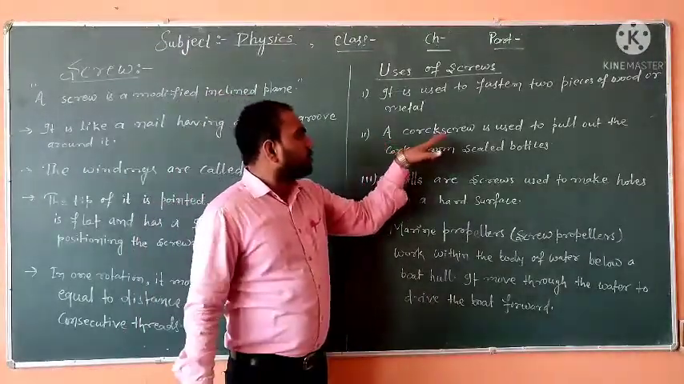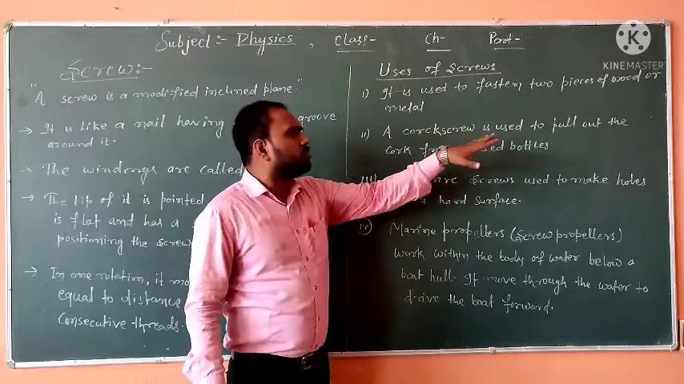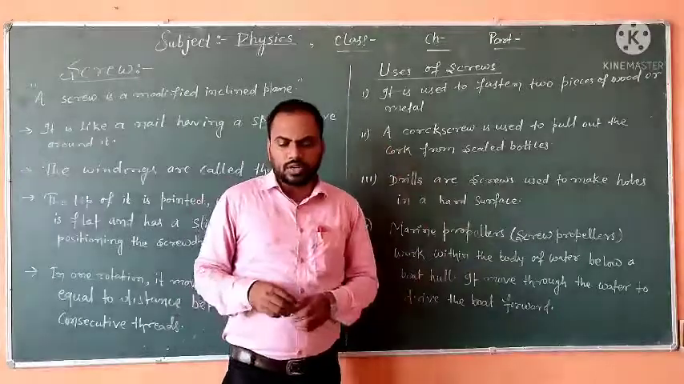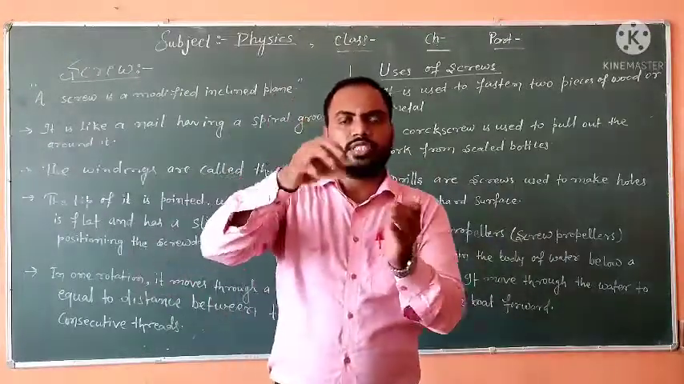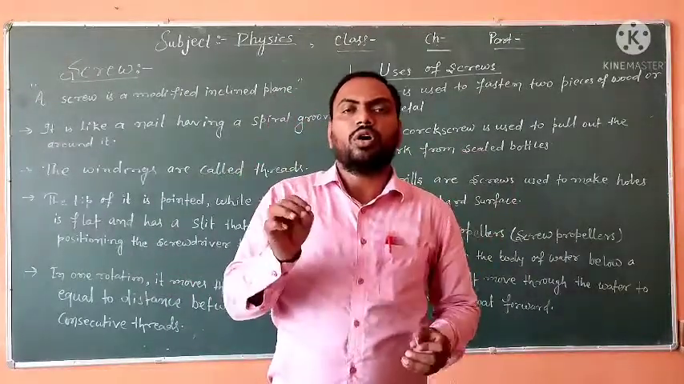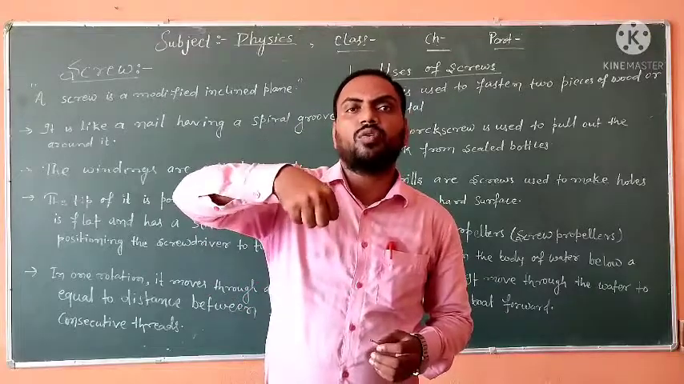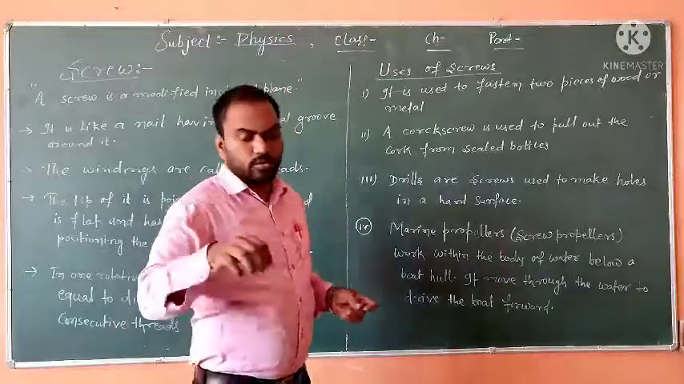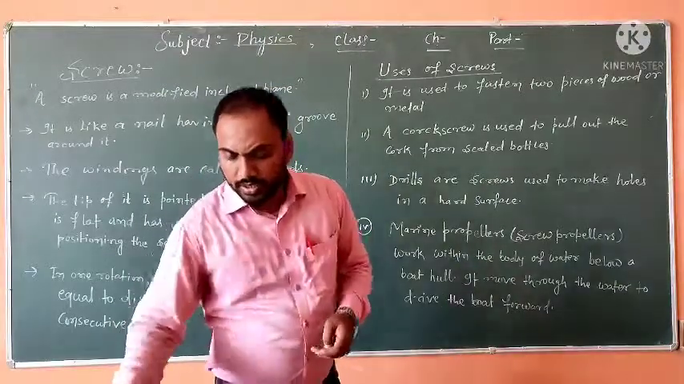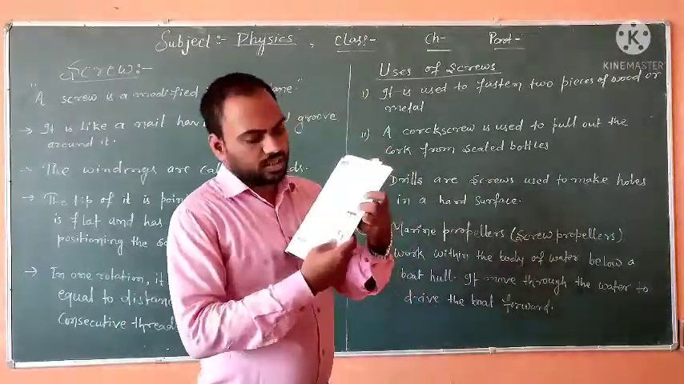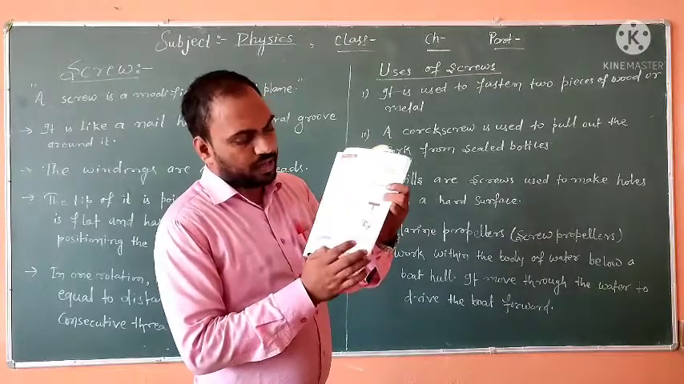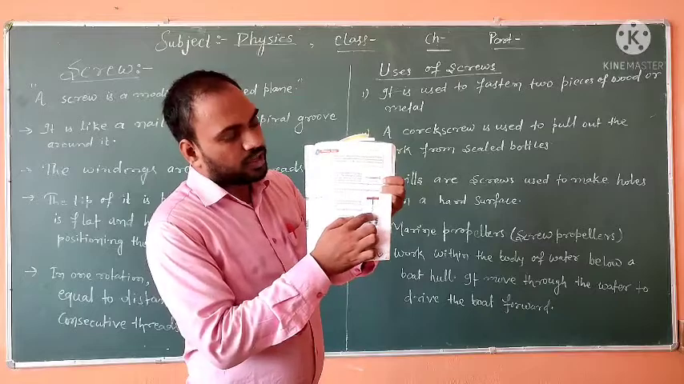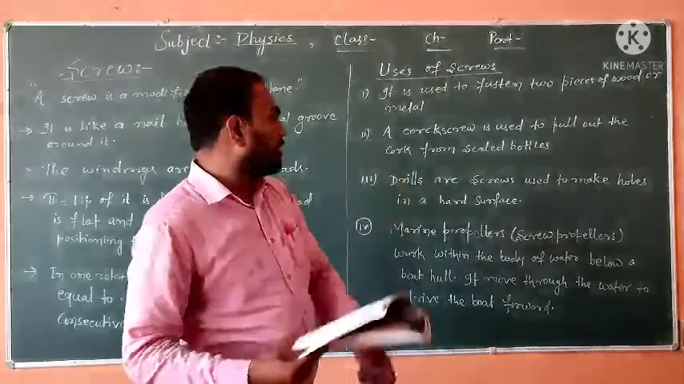A cork screw is used to pull out the cork from sealed bottles. If there is a bottle which is sealed all round, and you want to take out its cork, you may use a cork screw. This is diagram 15.7 on page number 59, the cork screw diagram.